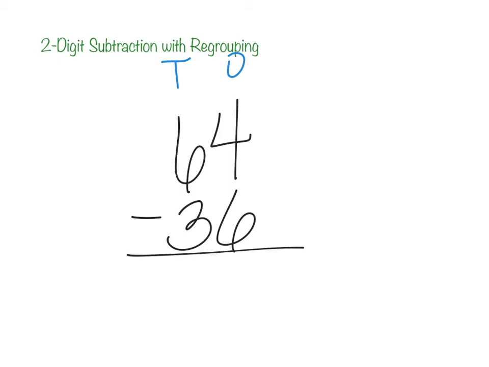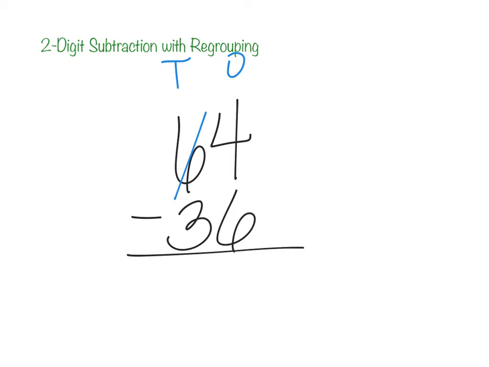There is not enough. That shows 1, 2, 3, 4. Can I take 6 away from that 4? No, absolutely not. You're right, I can't do that. That's not enough. So I have to regroup. Regroup means I'm going to go to the next place value and take a 10. So I'm going to regroup, and I'm going to take a 10 from this 6.